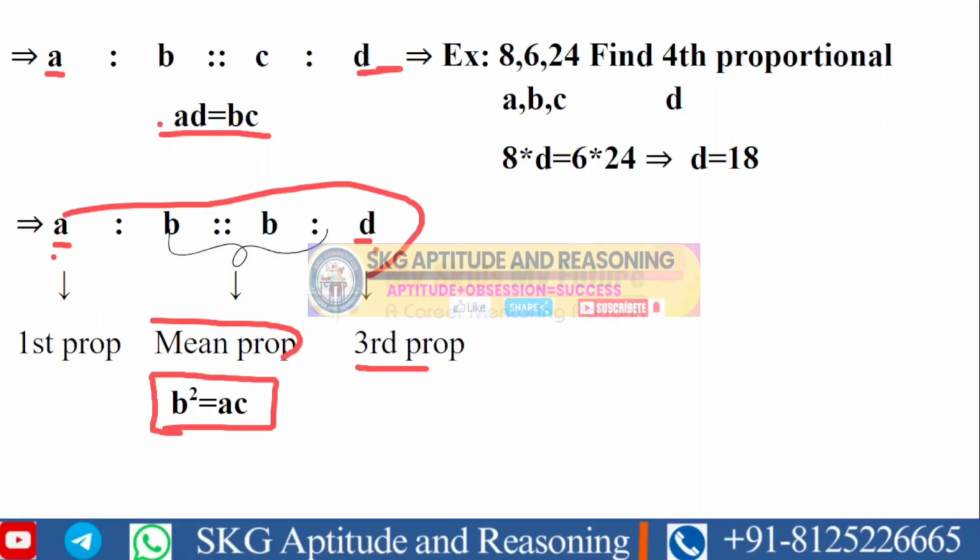The one formula you need to remember is AD equals BC. This is the first formula you need to remember. If the AD equals BC formula is used, in the question they will give three proportions and ask us to find the fourth proportion.